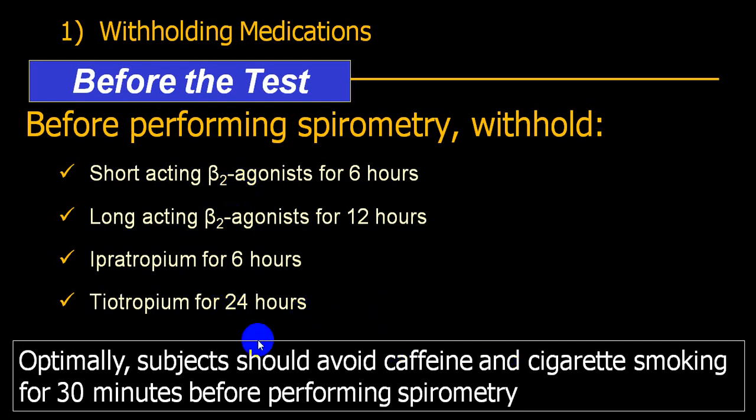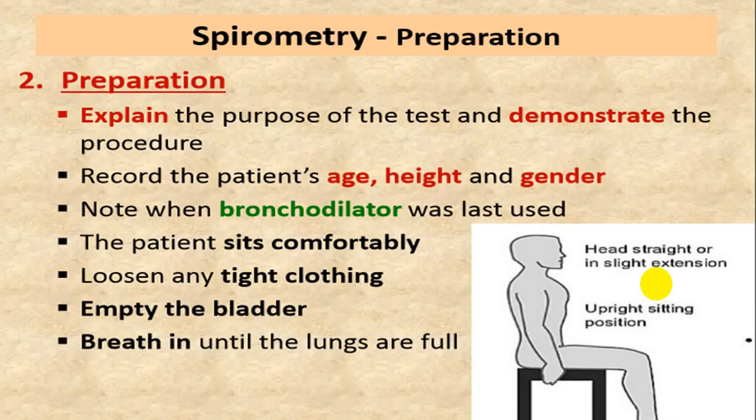Cigarette smoking and caffeine should be avoided for at least 30 minutes before performing the spirometry. This is also very, very important. And you should consider age, height and gender when a bronchodilator was used. Suppose the person is a non-smoker and not on a bronchodilator, then consider age, height, gender and also race.